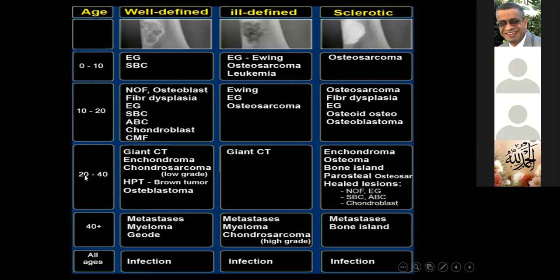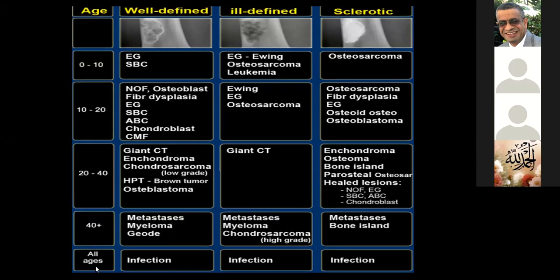In the age group from 20 to 40, giant cell tumor is an important differential diagnosis. Above the age of 40, metastasis and myeloma become the most common differential diagnosis. And we notice here that infection can be present in any morphology, either lytic or sclerotic, well-defined lytic or ill-defined, and involving all age groups.